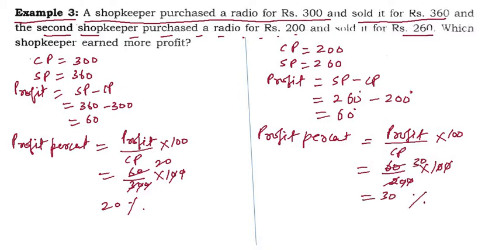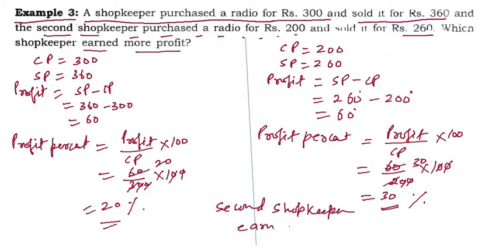The question is, who earned more profit? The second shopkeeper earned more. So you can see here it is 20% and it is 30%. So you can say here the second shopkeeper earned more profit. So that is your answer.